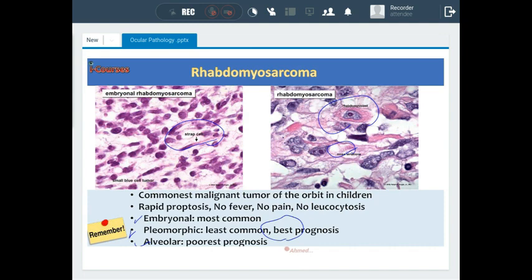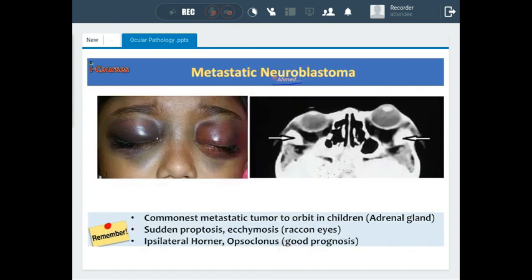So this is the commonest primary orbital tumor in children, while neuroblastoma is the commonest secondary orbital tumor in children. The commonest site of the primary is the adrenal gland, or suprarenal gland. These children will present with a sudden onset. Again, rapid onset is characteristic of metastatic tumors, and multifocality is again a characterizing feature of metastatic tumor. So they will present with bilateral ecchymosis, or what's called raccoon eyes. So both eyes are black.